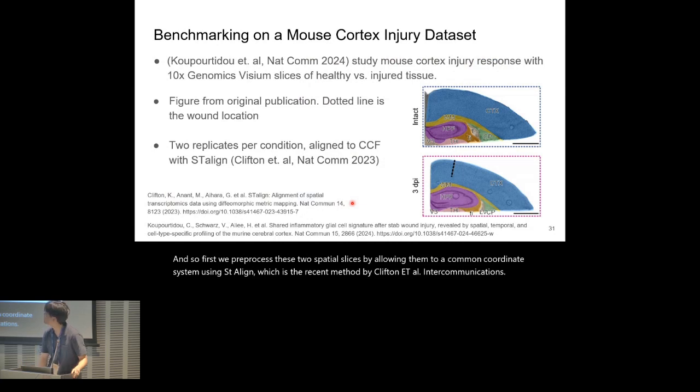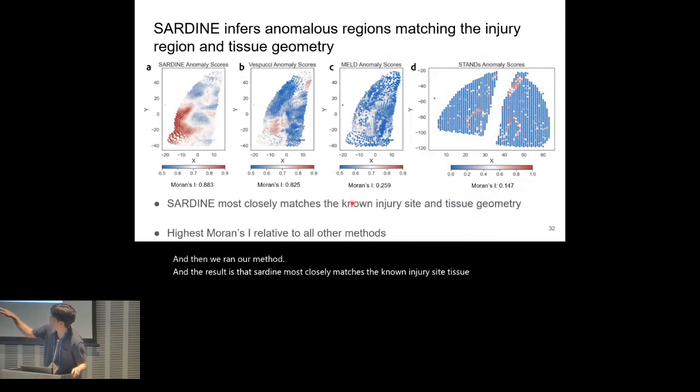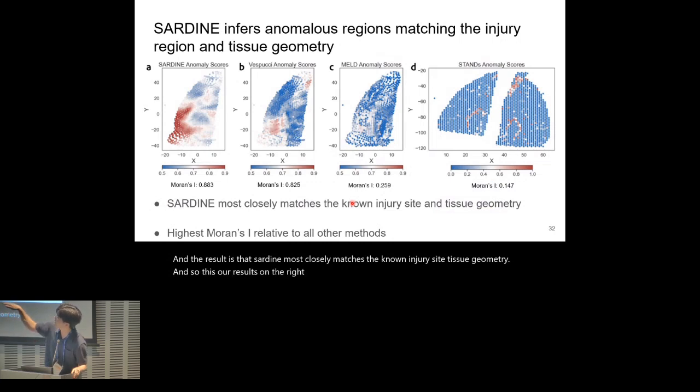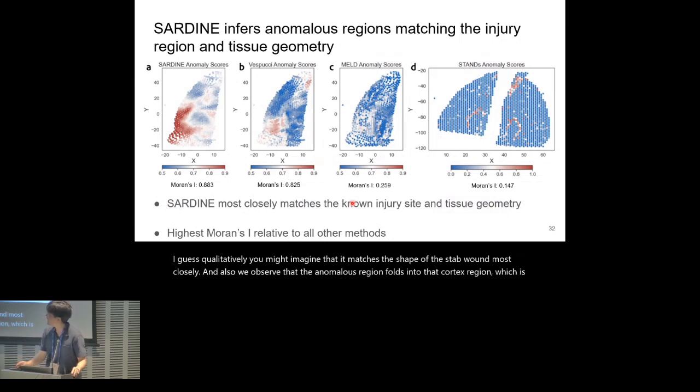Then we ran our method, and the result is that Sardine most closely matches the known injury site tissue geometry. Our result is on the right, and on the left side, at the bottom, is where that stab wound occurred. Qualitatively, you might imagine that Sardine matches the shape of the stab wound the most closely. We also observe that the anomalous region folds into that cortex region, which is also a phenomenon that was observed in the original manuscript.